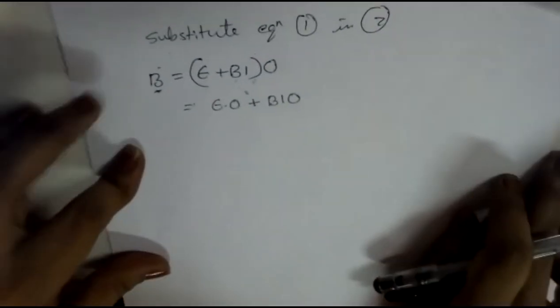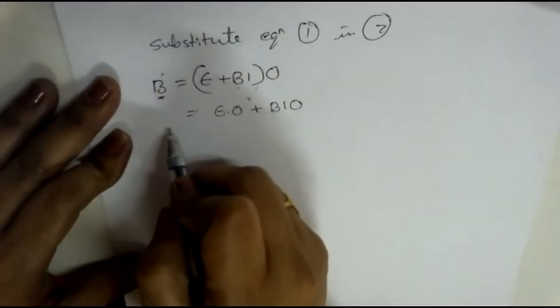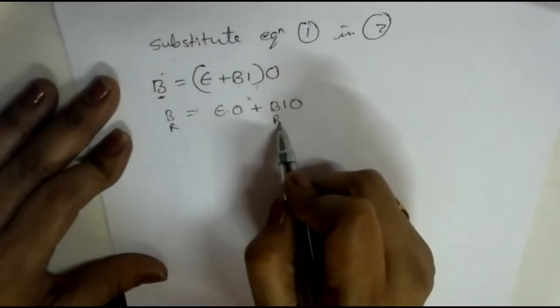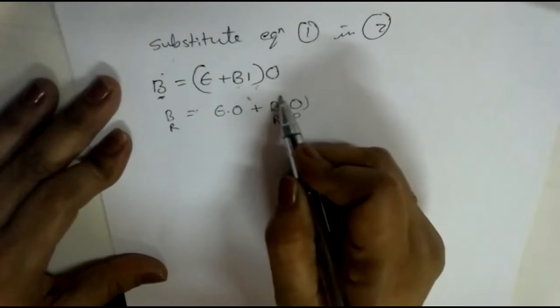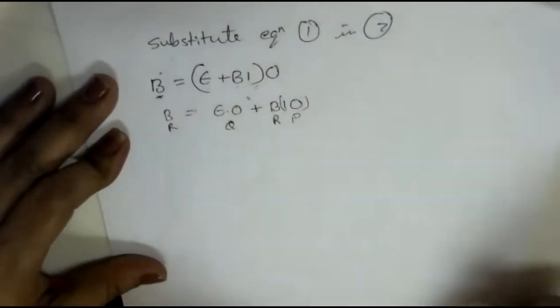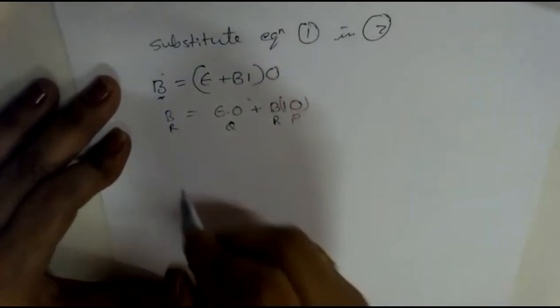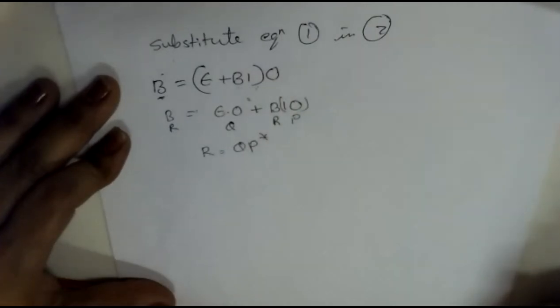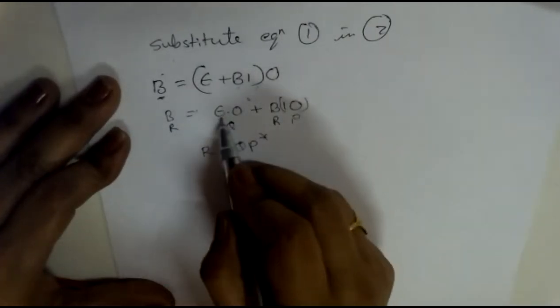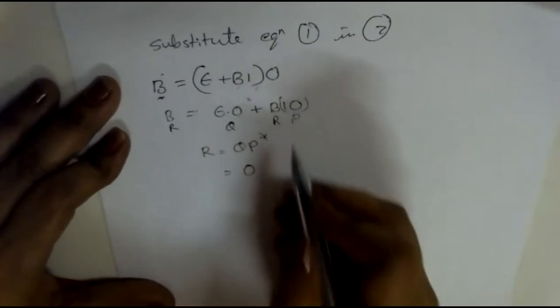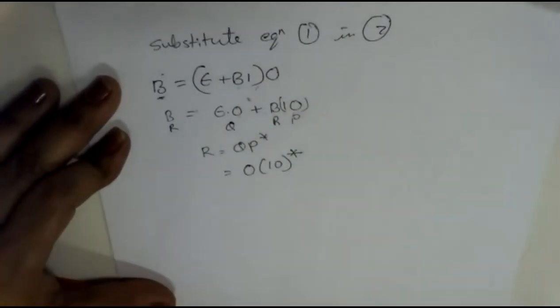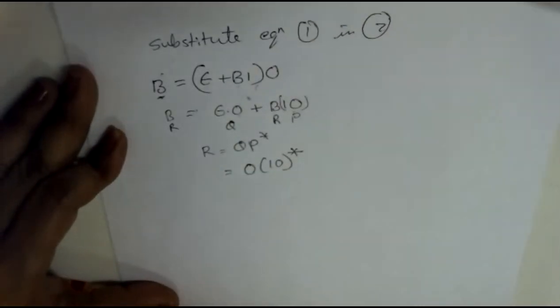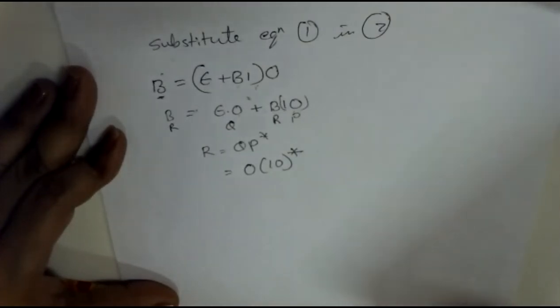Coming back to this. So now, this is my R. Whatever is with R will be P. Rest is Q. So now we can put this directly into the form R is equal to QP star. So what is Q? Epsilon into 0 is 0, right? What is P? It is 1, 0 star. Students, any doubt for this? Is this clear? Very good.